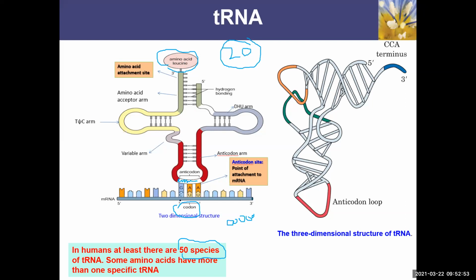Okay, so for example, if the CUU codes for alanine, then the tRNA which has an alanine over here, only that one will be brought over here. If the CUU codes for leucine, only that tRNA will be brought here, which on the other side has a leucine. So that's why I said that tRNA plays a very, very important role here.